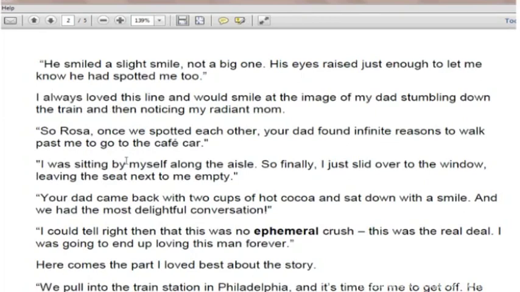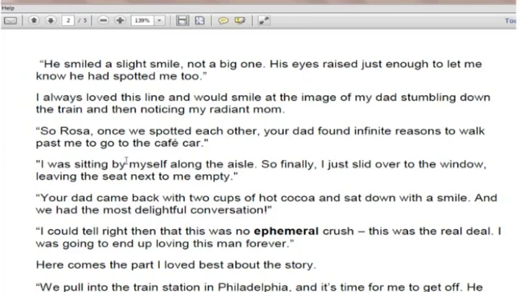I always loved this line and would smile at the image of my dad stumbling down the train and then noticing my radiant mom. So Rosa, once we spotted each other, your dad found infinite reasons to walk past me to go to the cafe car.